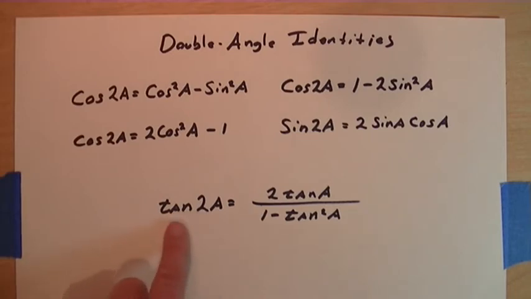And I think you could probably see, tangent of 2a is really tangent of a plus a, that's a sum, right? And so we could just directly derive it. If you remember the sum and difference identities, you could probably get this one straight from that.